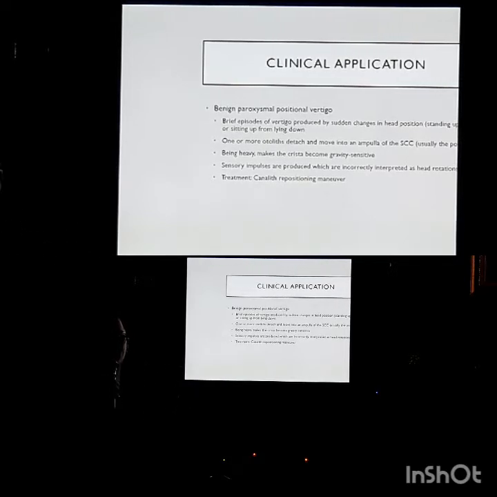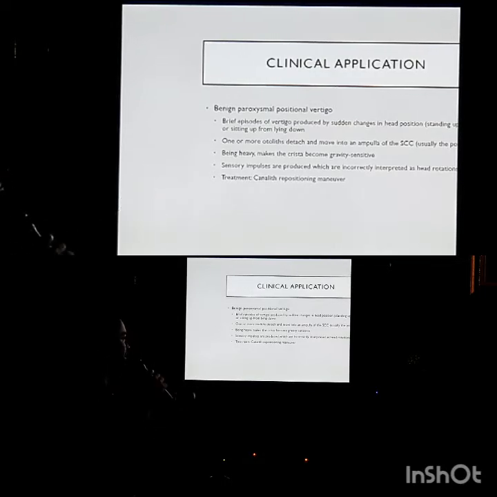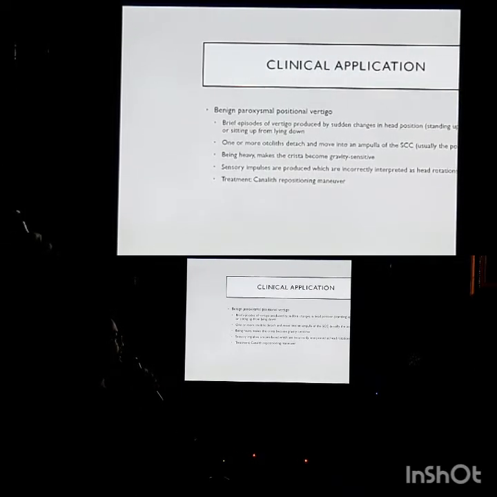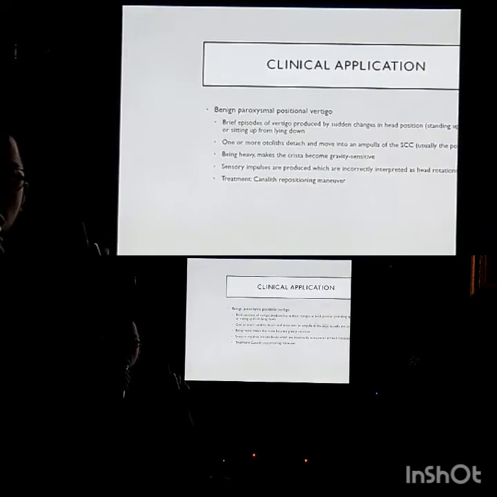So remember, the semicircular canals do not have otoliths. It is the utricle and saccule which have otoliths. When otolith is displaced from the otolithic membrane, it can go into the semicircular canal. And because otoliths are heavier than endolymph, remember, in semicircular canal, what deflects the cupula? It's the endolymph.